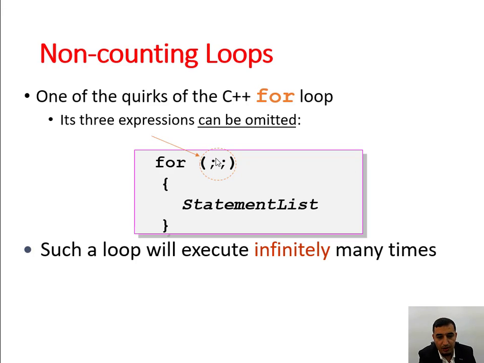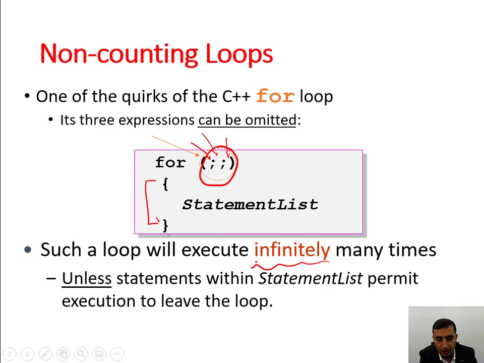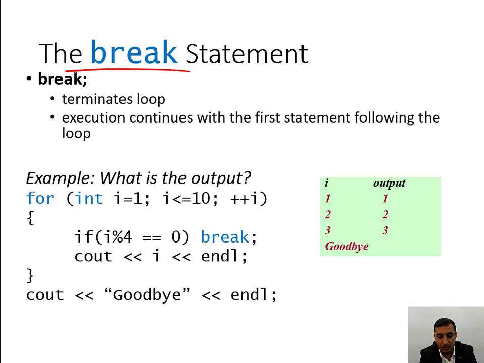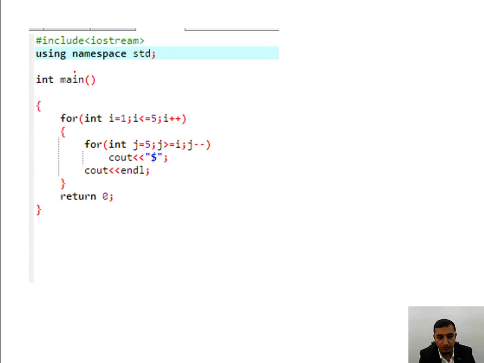Here we have the non-counting loops, which are basically infinite loops. As you can see, this loop has no initial value, no stopping condition, and no increment or decrement. Once you enter this loop, it is going to run to infinity, because this is a non-counting loop. The only way to exit it, as we said in the previous part, is using the break statement.